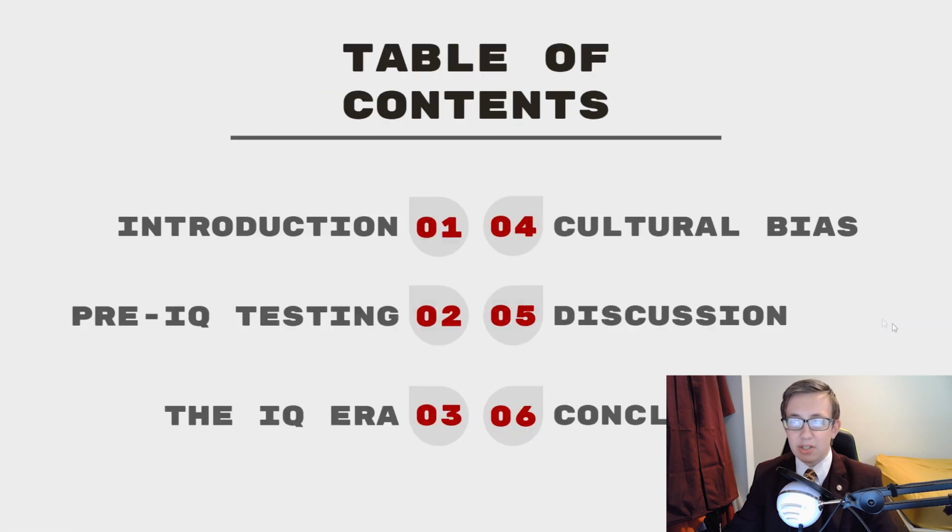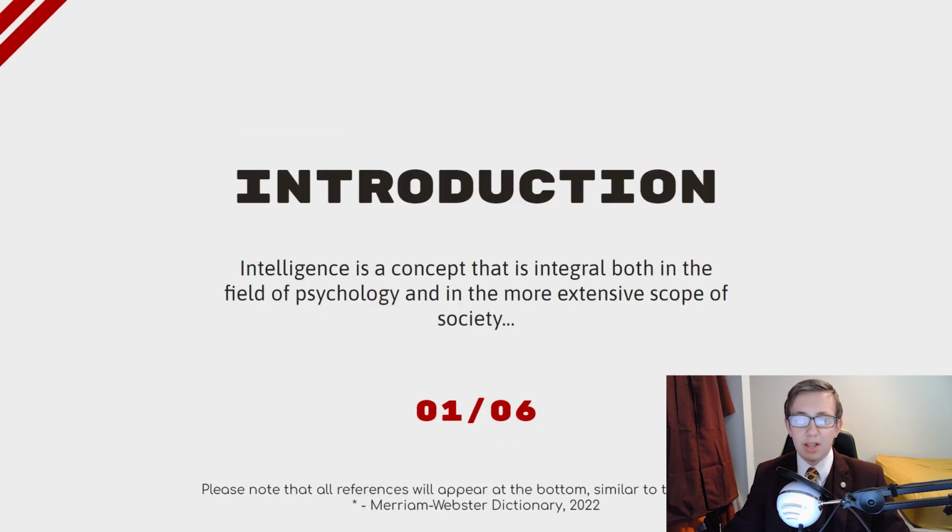There's 6 main sections that I wanted to look at that I've kind of divided. So there's going to be sections at the bottom of the video with all of these. There's my introduction. I'll look at pre-IQ intelligence testing. I'll look into the IQ era, which is just the 20th century intelligence testing. And then I'm going to look at cultural bias in the intelligence testing, and then have my discussion and my conclusions that I drew from my research. So, an introduction. And all references are going to appear at the bottom. I start each section with just a little quote from my thesis here.